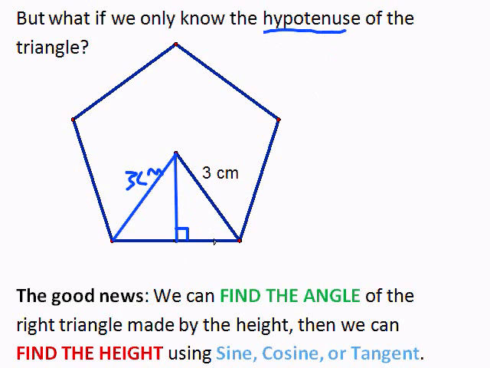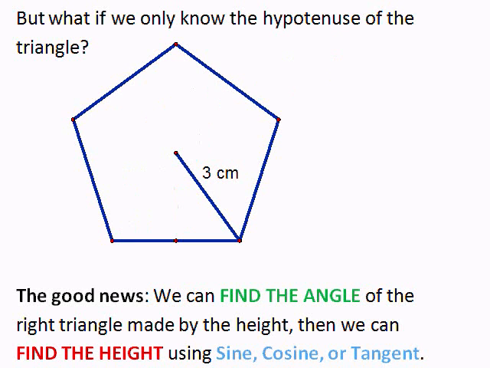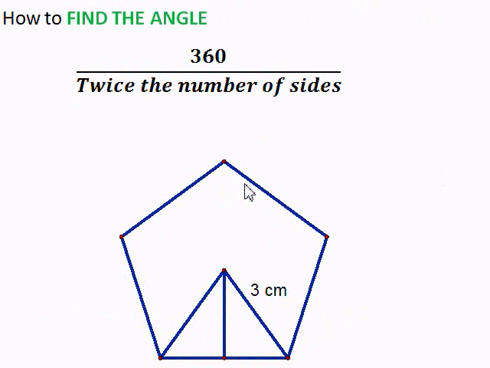Well, the good news is we can find the angle of our triangle, this angle right here, and then we can find the height using sine, cosine, or tangent. We can also find the base using sine, cosine, or tangent as well, or you'll find out later, we can use the Pythagorean theorem. So how exactly are we going to find the angle of that right triangle?